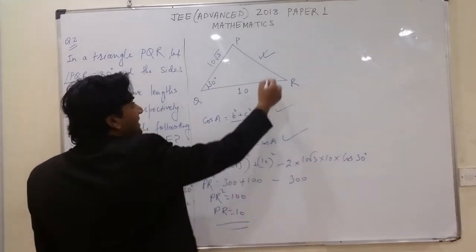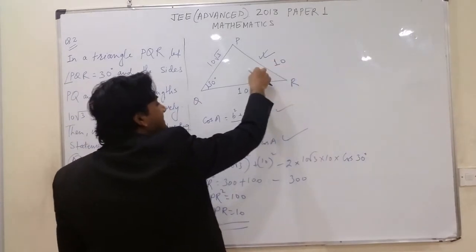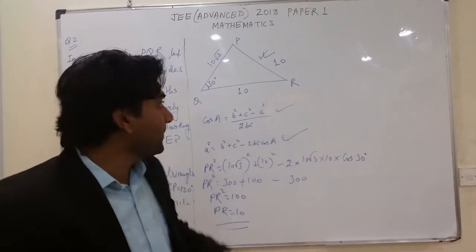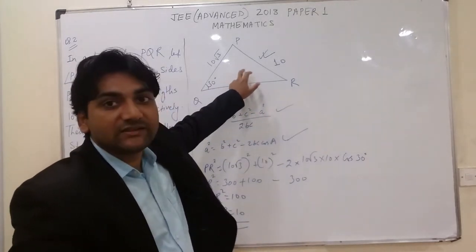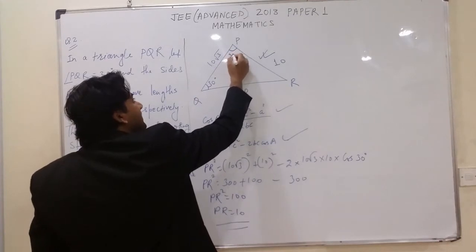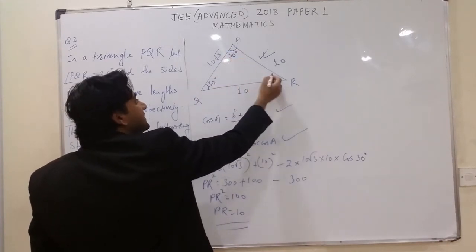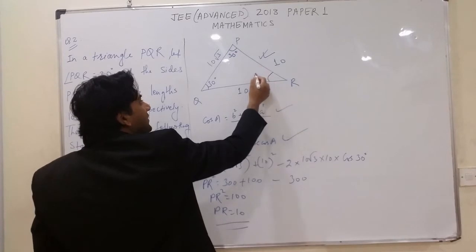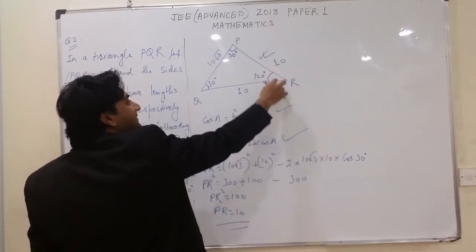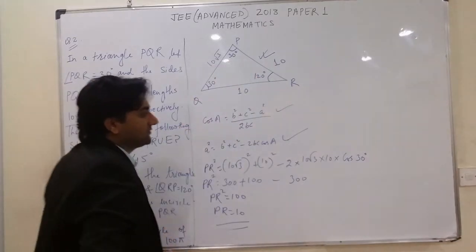So we got this length as well. This is 10, so now this is 10, this is 10. Now we get an idea, okay, this is an isosceles triangle. So if this is 30 degree, then this would be 30 degree. Now this is 30, this is 30, so overall 60. So now it will be 120 degree. So we got this side as well as this angle and this angle also.